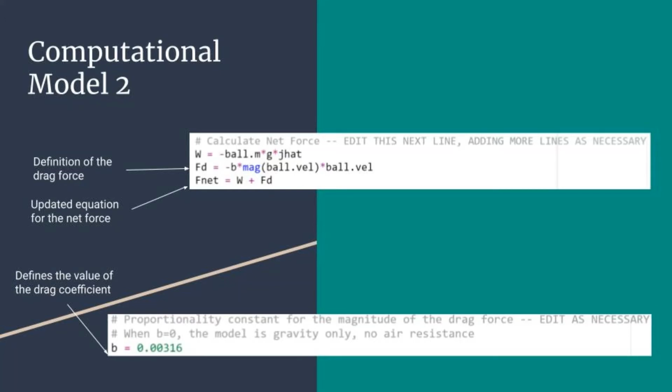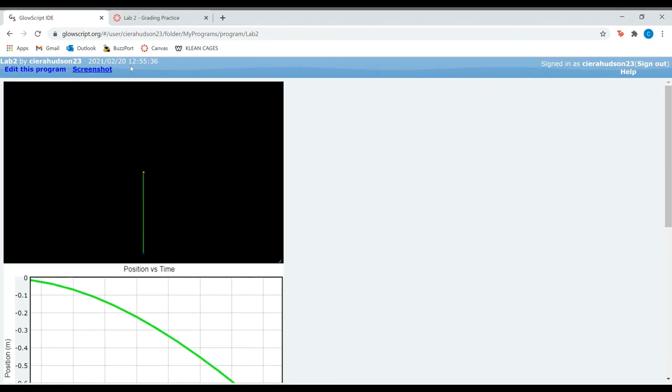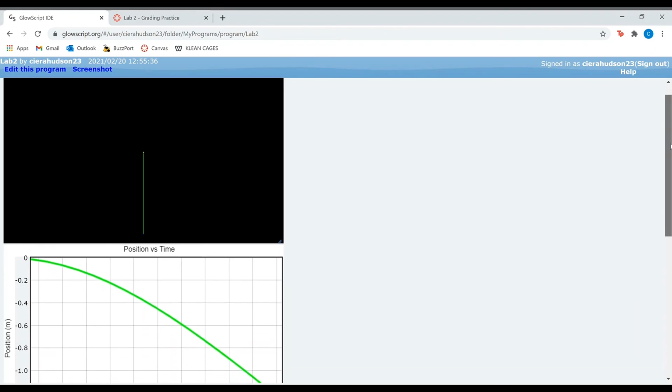To update the GlowScript code to include the force of drag, only a couple changes were necessary. First, the value of the drag force was defined, and the equation for net force was edited to include the effect of drag. The B value was determined using a trial and error process, matching the final position of the object in the program to the actual final position of the ball of paper. At 0.528 seconds, the ball of paper had traveled 1.15 meters. The B value was set to replicate this change in position to accurately simulate the force of drag. This is the updated program. As the ball moves downward, it accelerates less than it did in the first model.